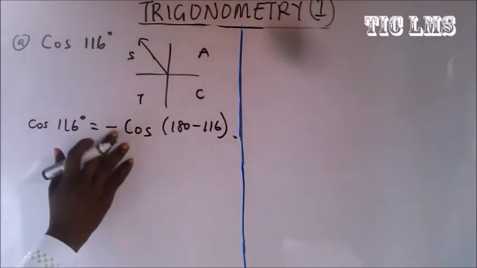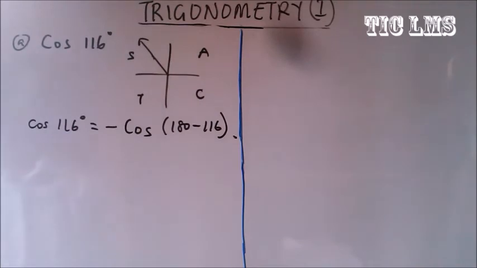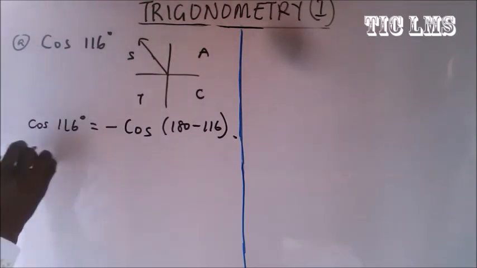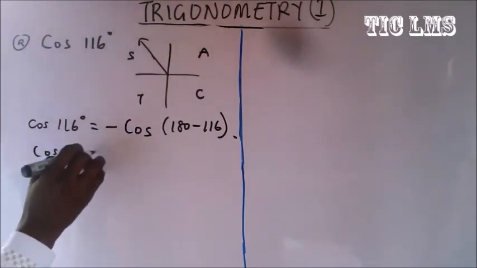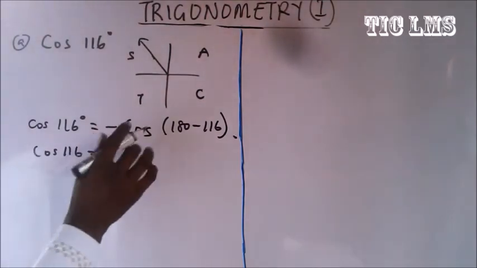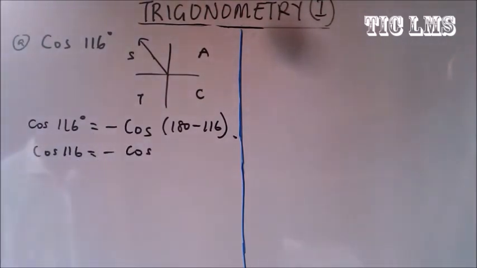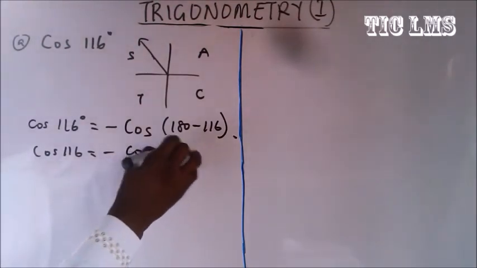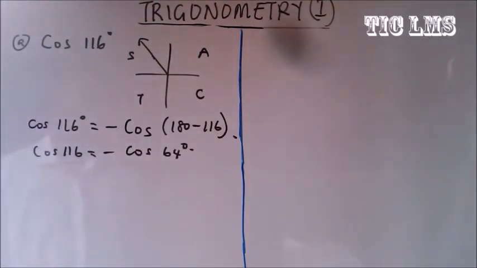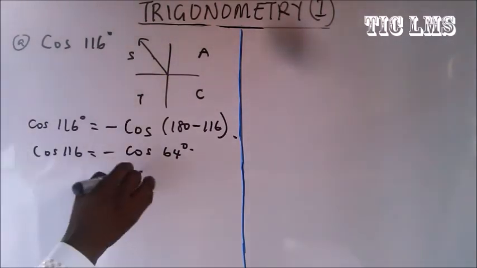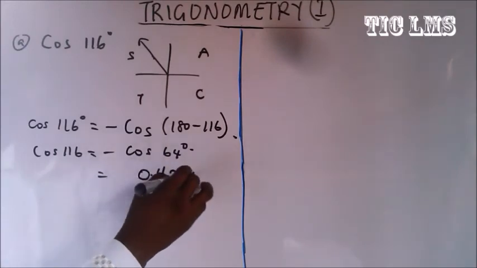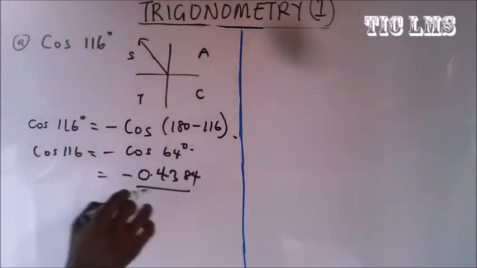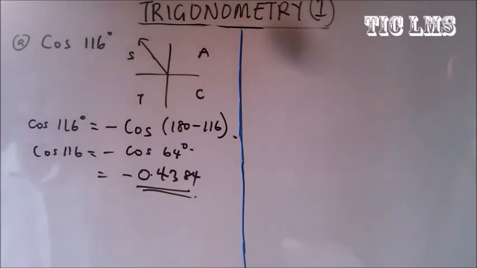So here is a negative because in this second quadrant cos is negative, and so we have that cos 116 equal to minus cos 180 minus 116, that gives 64 degree. And so looking at the table, cos 64 degree, or using the calculator, that would give 0.4384. We have a negative over here, so that is the answer.